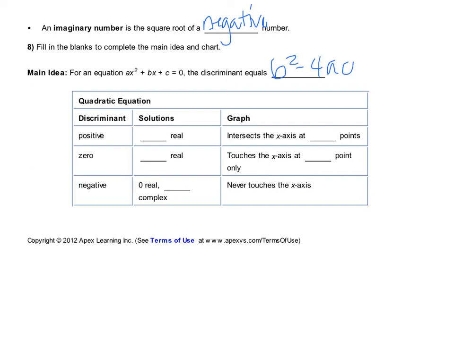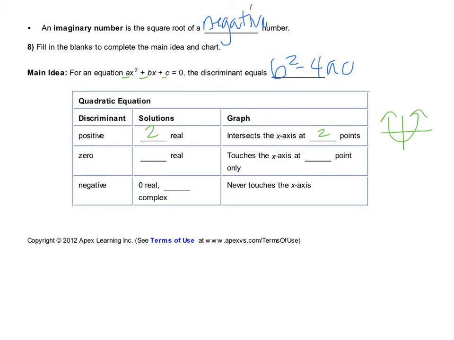And if we plug in what our numbers are, a, b, and c, into b squared minus 4ac, and we get something that's positive, that tells us our graph has two real solutions and it intersects the x-axis at 2 points. In other words, our graph looks like this.